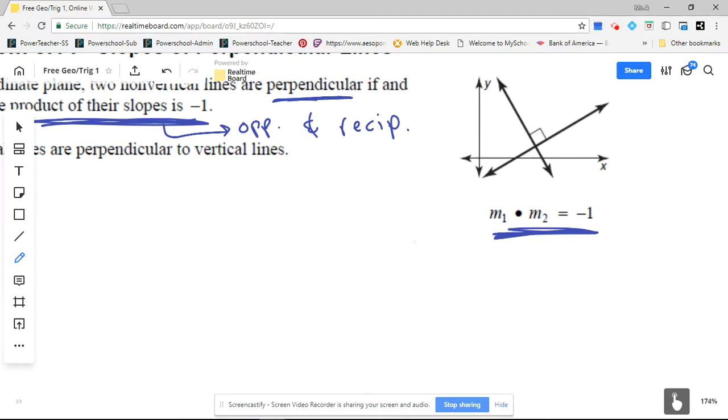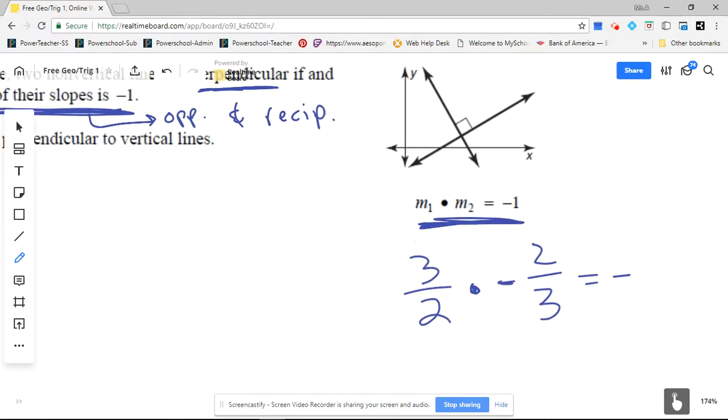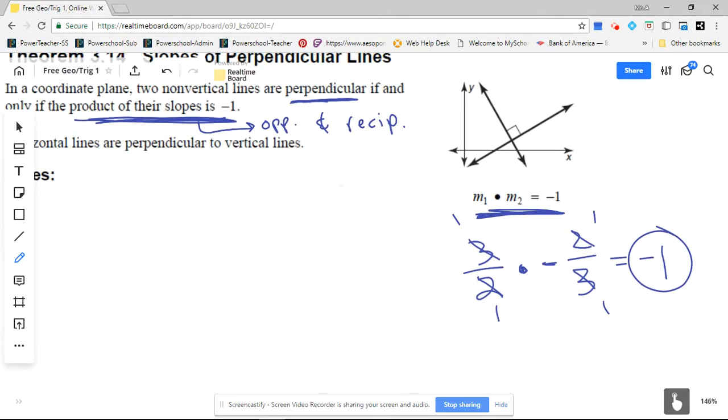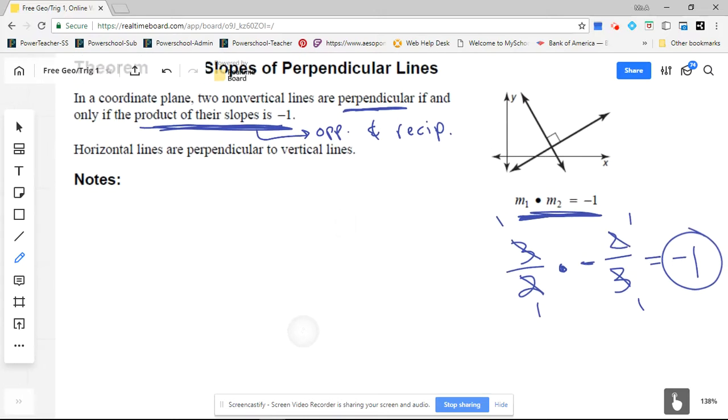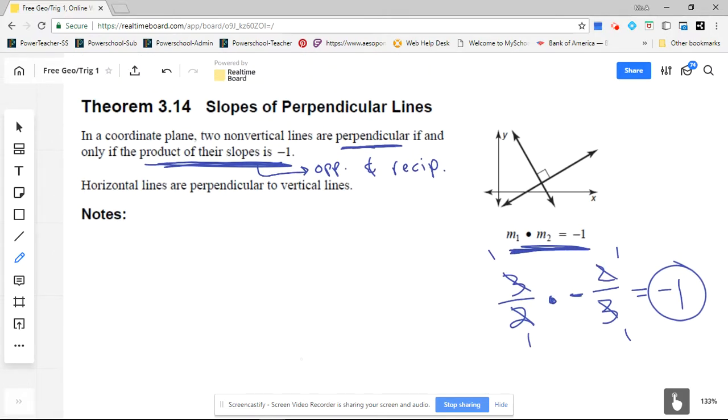So, take this example. What if we had a 3/2 slope and you change it to a negative and then a 2/3 for the opposite and reciprocal? The positive number times the negative number is going to give you a negative. And then when you cross cancel the 3's, those become 1's. And when you cross cancel the 2's, those become 1's. So 1 times 1 is just 1. So if you multiply two slopes that are opposite and reciprocal, you're going to get negative 1. So that's a good test to see if you actually have perpendicular slopes. Multiply them together, and if your answer is negative 1, you know they were perpendicular. They had to have been perpendicular.